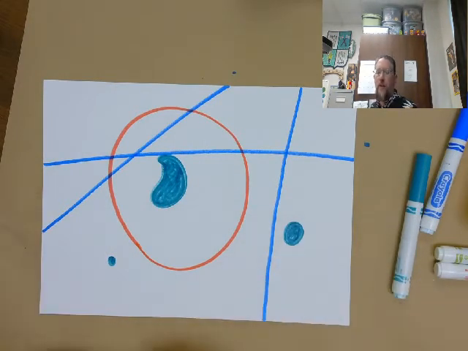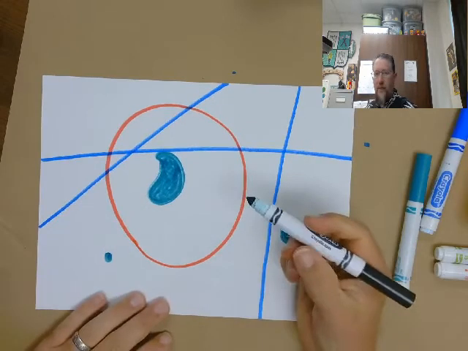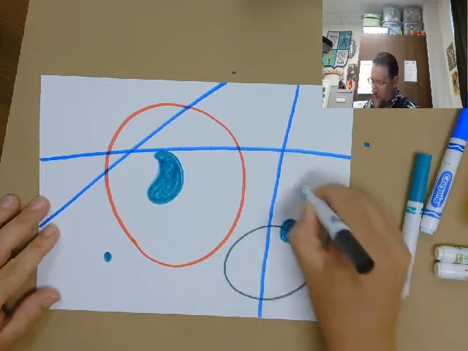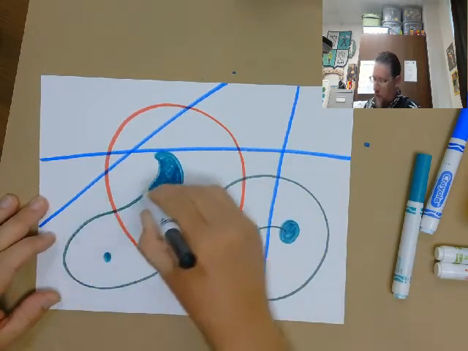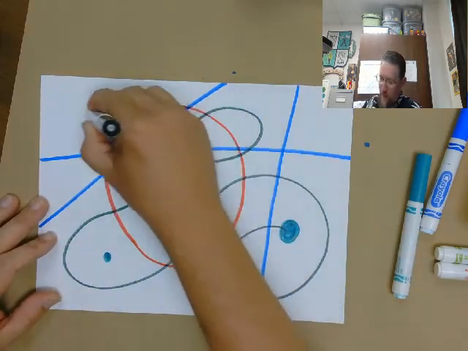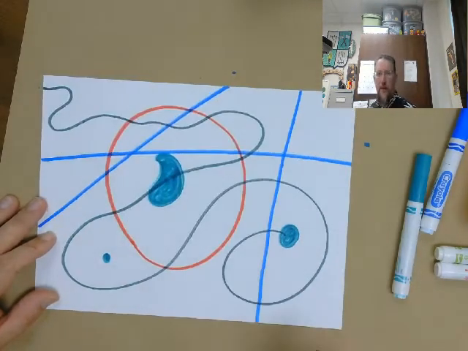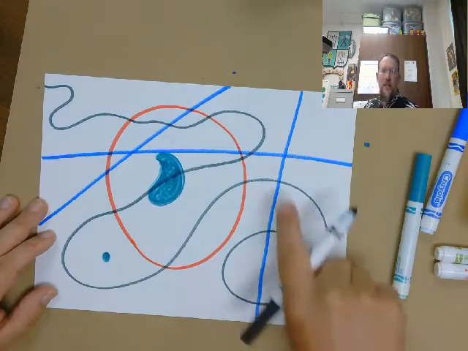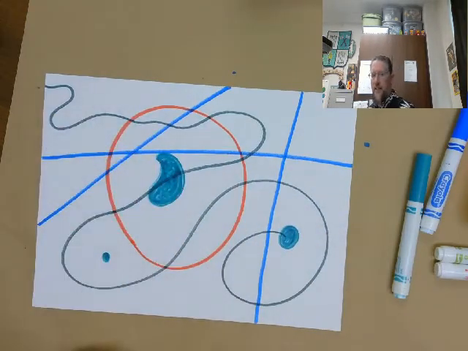All right, next we're going to do a curved line. Pick a different color. Start at one of your dots. We're going to start drawing a curved line. This curved line can go all over the paper and end off the edge somewhere. So, start at one of the dots, let it curve all over the paper and run off the edge somewhere.